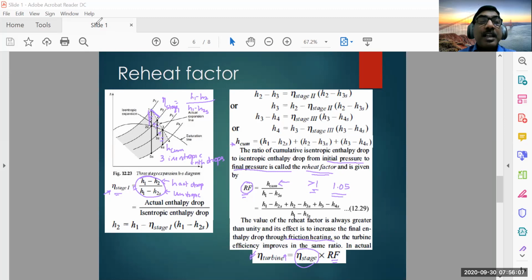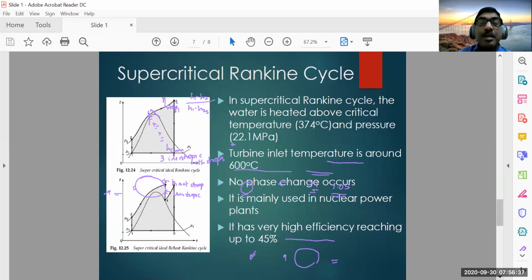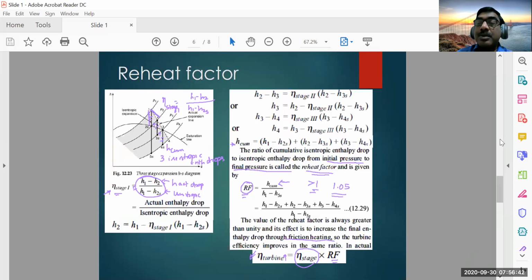So the effect of reheating is, there will be some frictional heating, and because of the frictional heating, there will be some increase in the final enthalpy drop. So because of that, the actual efficiency of the turbine may be slightly more. So the turbine efficiency will be equal to the stage efficiency into the reheat factor. Reheat factor is always greater than 1. Okay, we'll see the supercritical Rankine cycle in another session.